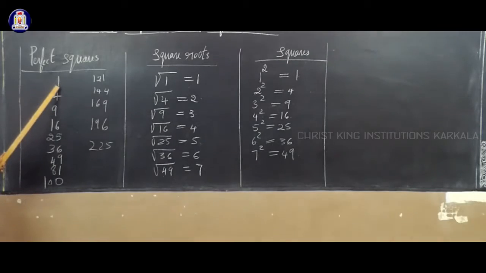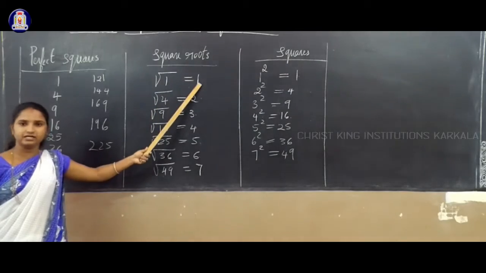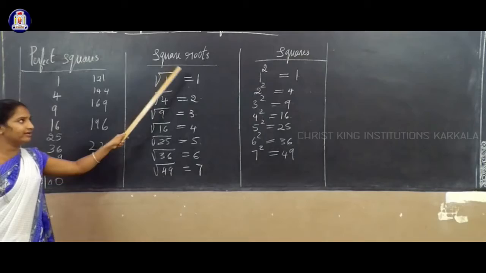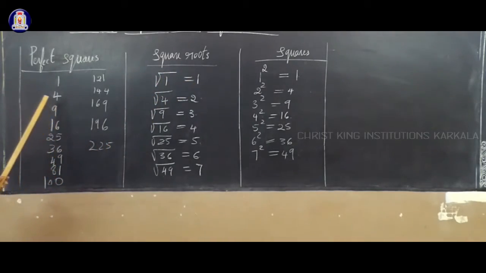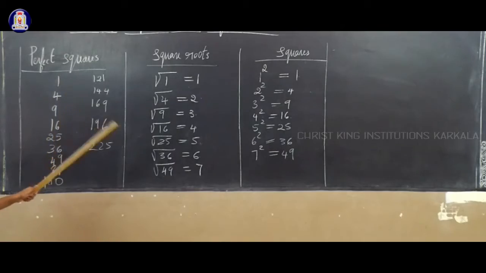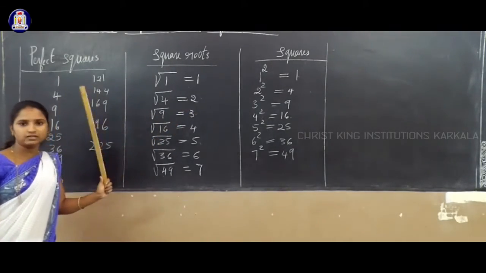See here, 1 is a perfect square. Why is 1 perfect? If you multiply 1 by itself, 1 into 1, we get 1. So the square root of 1 is 1. So 1 is a perfect square. Second, I wrote 4. 4 is a perfect square. Which number multiplied? 2 times 2, 2 into 2 will get 4.